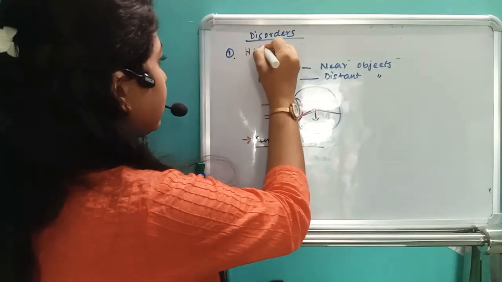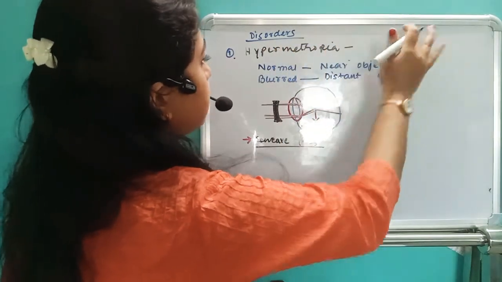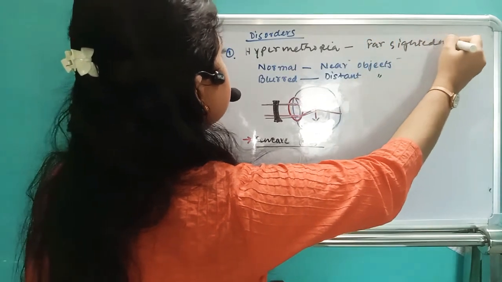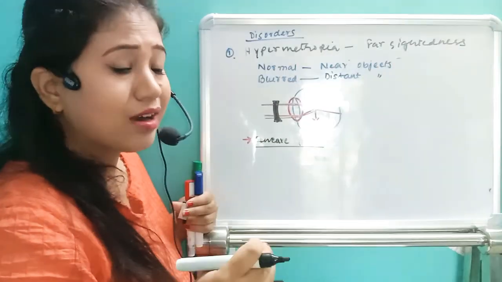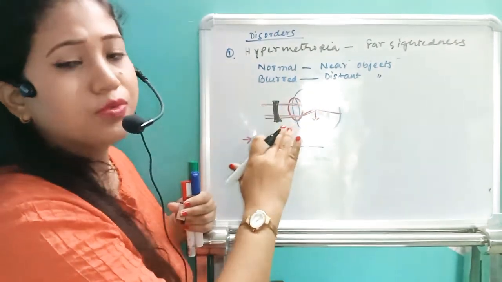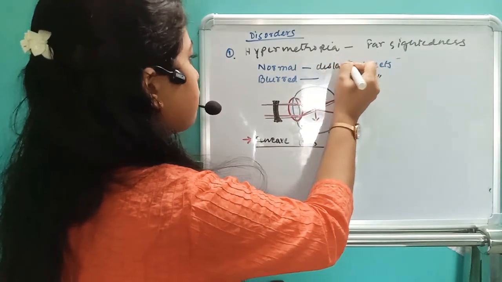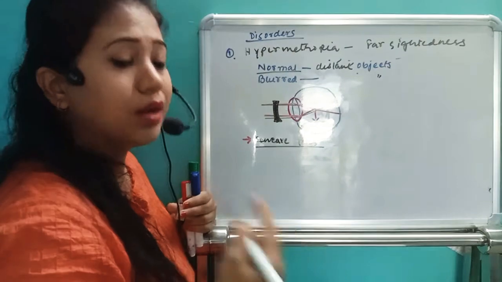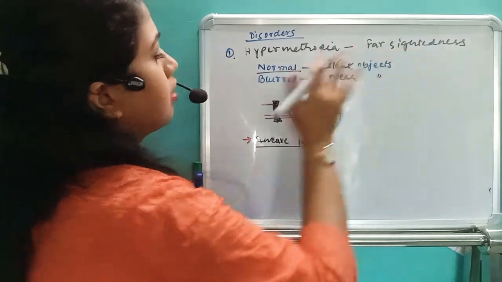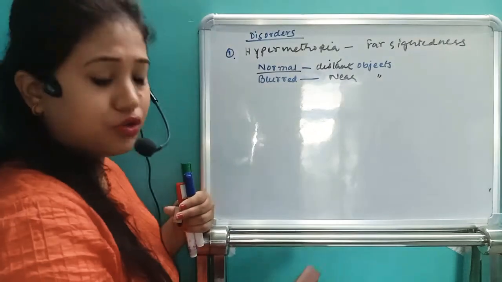The second is hypermetropia. In hypermetropia, this condition is also called far-sightedness. What is happening to the individual suffering from hypermetropia? Which is normal, near objects or the distant objects? The distant objects will be normal, but the near objects will be blurred.